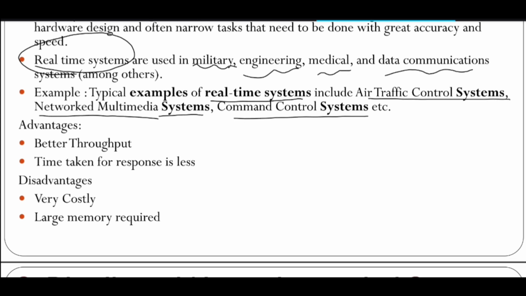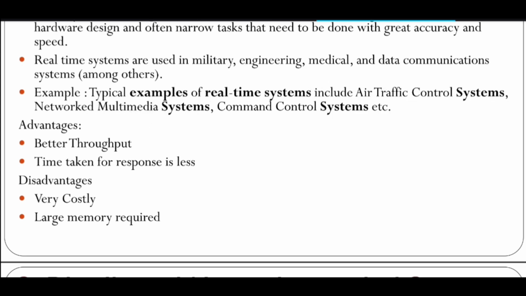What is the advantage? The advantages are better throughput, the output is better, and the response time is less. But the disadvantages are, if the time taken is more, it may fail, and it is very costly, because you have to interact repeatedly and many more components and machineries are needed. Large memory is also required, for the same reason: continuously interacting and continuously responding need more memory.